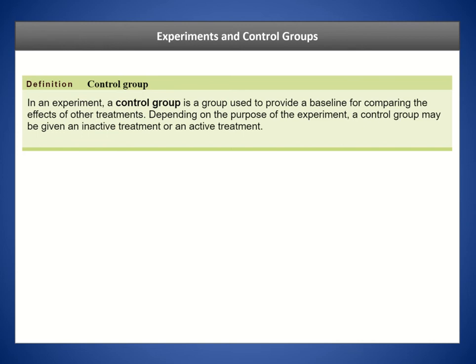So it helps you establish all of the variables to be the same, and therefore allows you to measure the variable that you're interested in to see the effect. Depending on the purpose of the experiment, a control group may be given an inactive treatment or an active treatment. So it just depends on what you want to design as your control group.